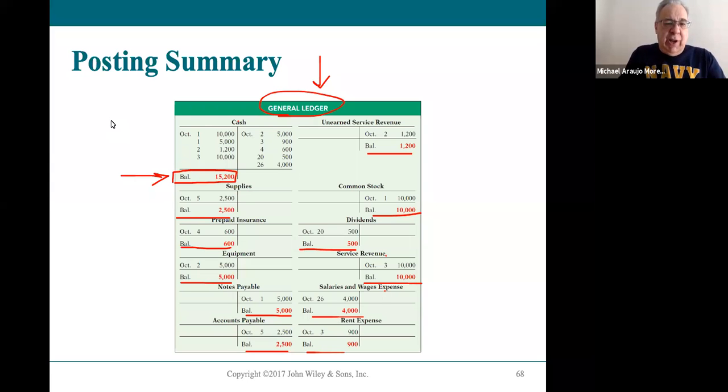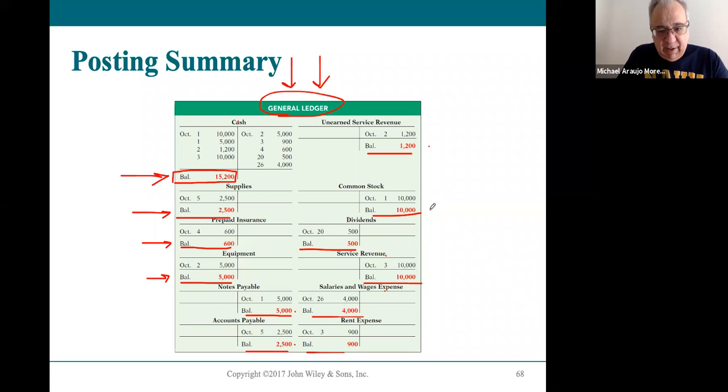So to finish the chapter up, I want to go back to the ledger. Notice that in this case, the ledger has all the accounts listed and their balances. Notice too that there are a lot of balances, right? Asset accounts have balances on their debit side, but your liabilities have account balances on their credit side.